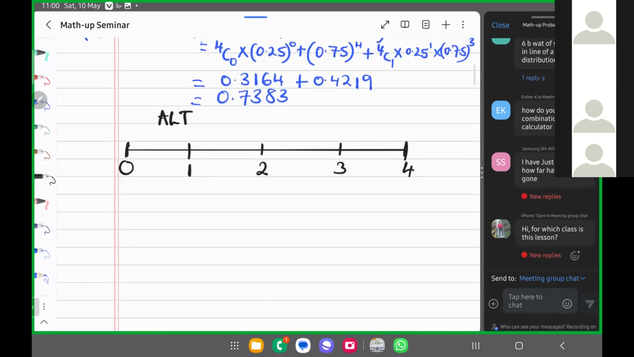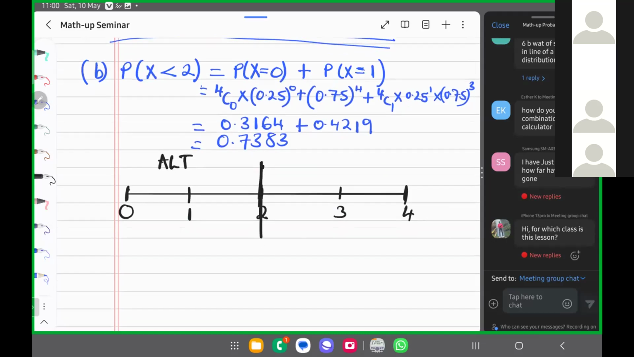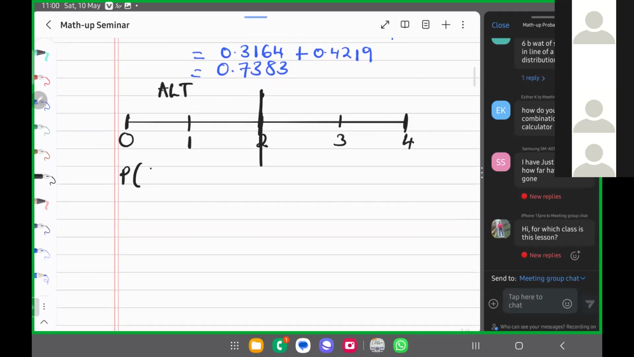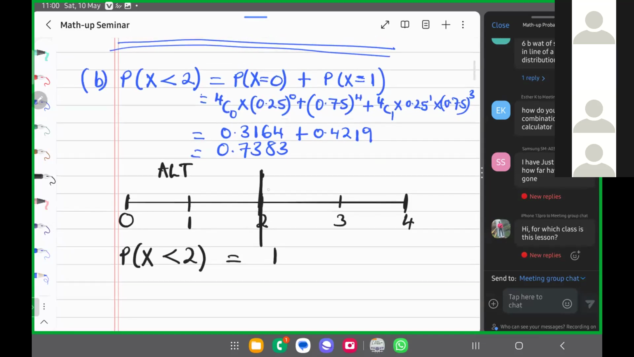So if I want to use 2 to help me get the probability of passing less than 2 exams, because I have the probability of x being equal to 2, I can say that the probability of x being less than 2 is equal to 1, which is the total probability, minus the probability of x being greater than or equal to 2. Something like that.